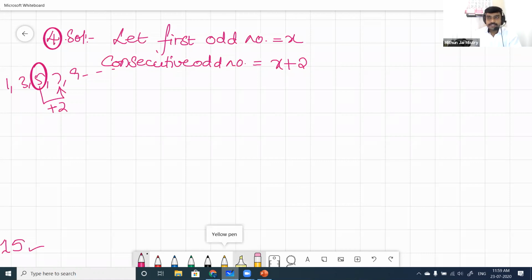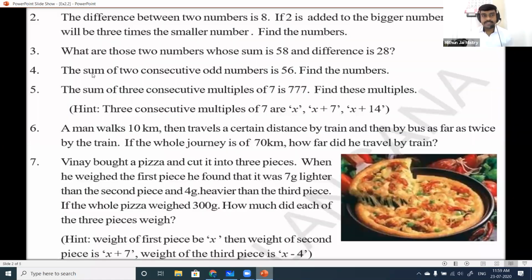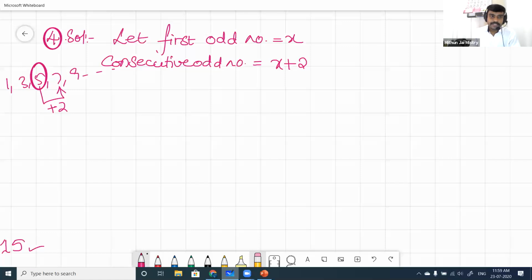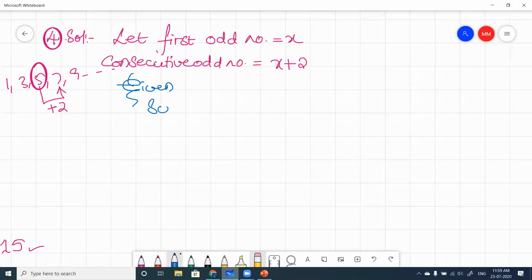Next, let me go back to the question. What is the condition which is going to help us? The sum of 2 consecutive odd numbers is 56. Sum is given. So what do you mean by sum, children? The meaning of sum is nothing but addition. Very good. Given sum is equal to 56.